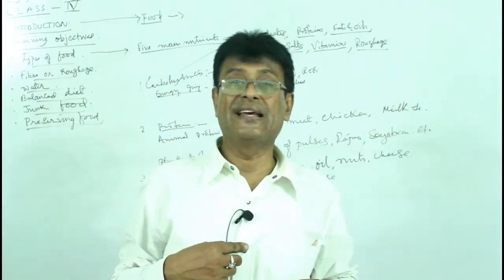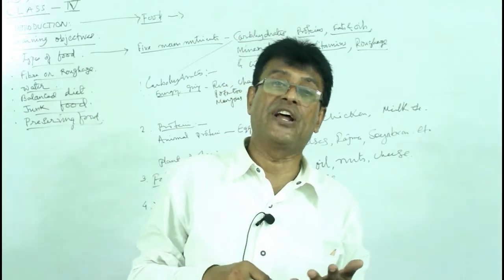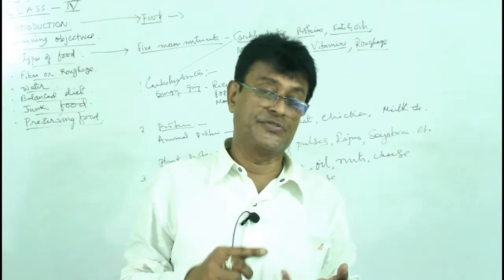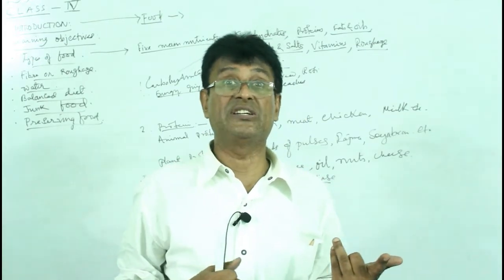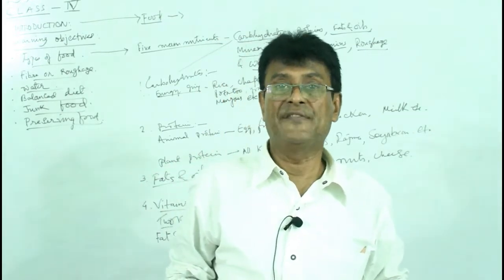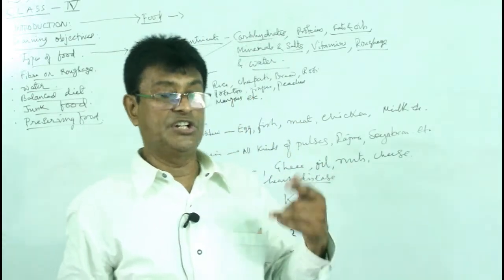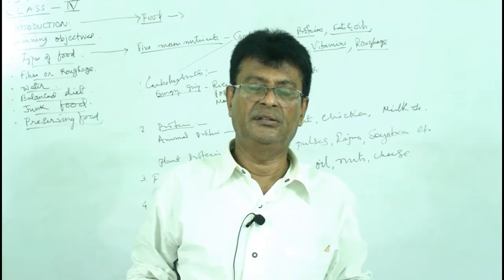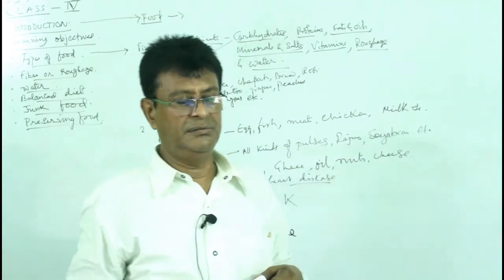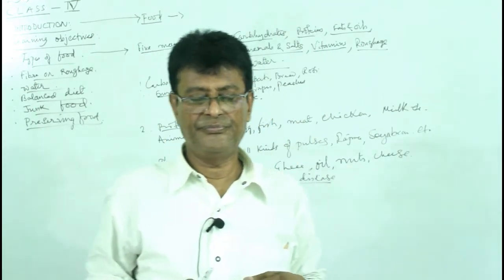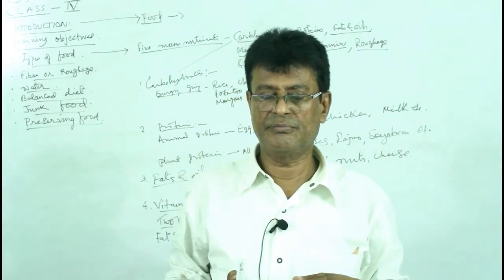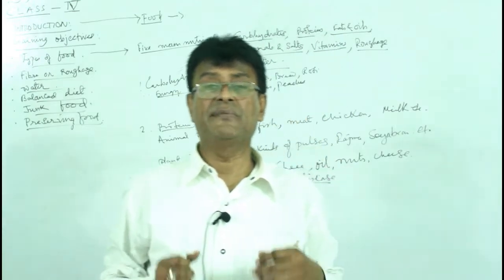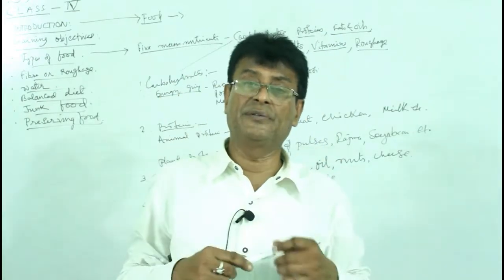Now, we get them sometimes directly, sometimes indirectly. Directly we get them as fruits and vegetables. Fruits we eat, nice munching mangoes, apples and all. And vegetables also sometimes we eat. So we get the vegetables and fruits directly from the plants.